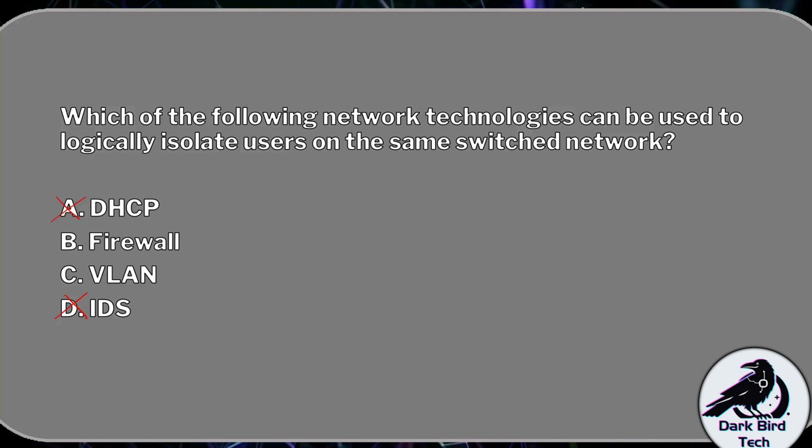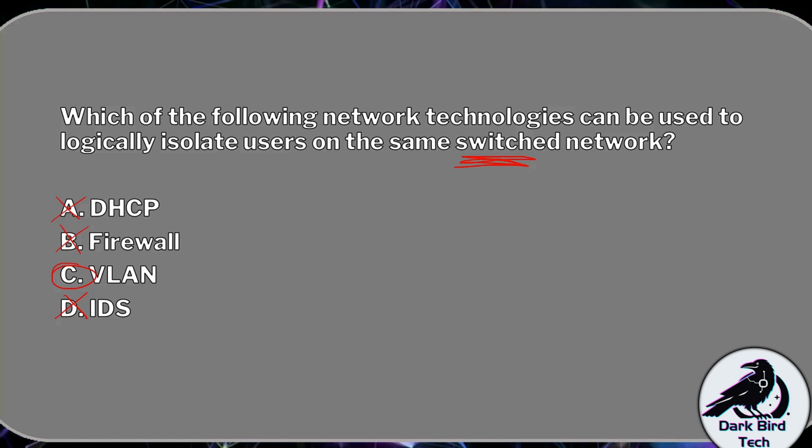So that leaves us with firewalls and VLANs. So let's review the question again. Which of the following network technologies can be used to logically isolate users on the same switched network? So we're looking at switches specifically here, and that makes me gravitate towards VLANs, because VLANs are a switch technology that allows me to create software-defined or virtual LANs that sit on top of my physical LAN or my physical set of switches. A firewall, although it can be used to logically isolate people, usually works at the IP level, at the routing level. So I'm less inclined to go for the firewall. I'm more inclined to choose a VLAN for this.